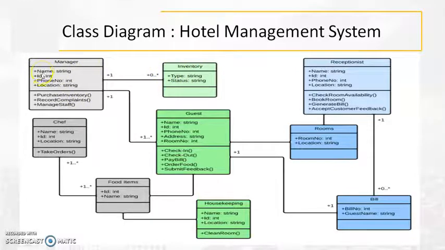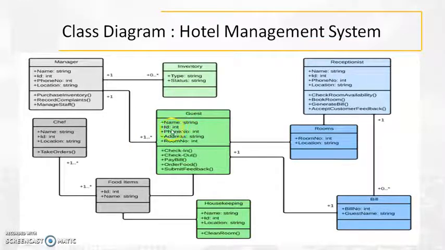The manager has attributes name, ID, phone number and location, and these are the operations: purchase inventory, record complaints, managing staff, which is related with the guest. So more than one manager and guests may be one or more, so there is a one to many multiplicity.